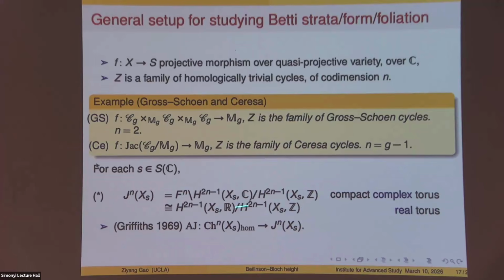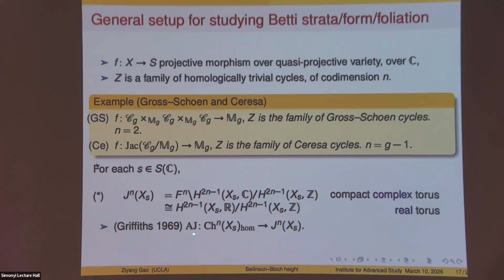Okay, this real torus doesn't depend on the choice of s. It has fixed dimension, so it's the same real torus. The real structure is the same. But as s varies on the base, the complex structure varies. The complex structures really vary.